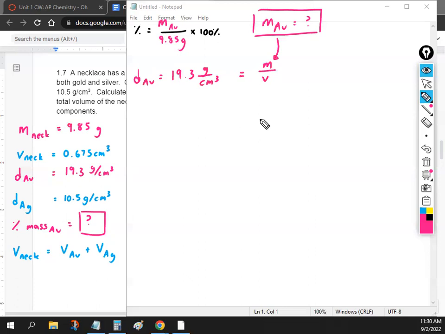Okay, so we don't have much to go on, but we know for sure that the total volume of the necklace is equal to the volume of the gold plus the volume of the silver. This is what we're going to start with, because this is the only real information that we have about the necklace. So if you look at the density formula, I'll put it right here. Density is equal to mass over volume. We want to plug it into this formula right here. Does anyone have an idea of how we can use this to convert it to something we could plug in here?